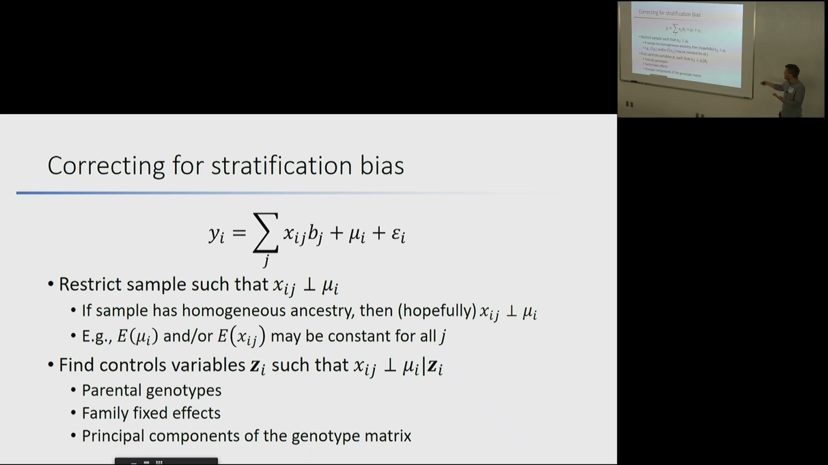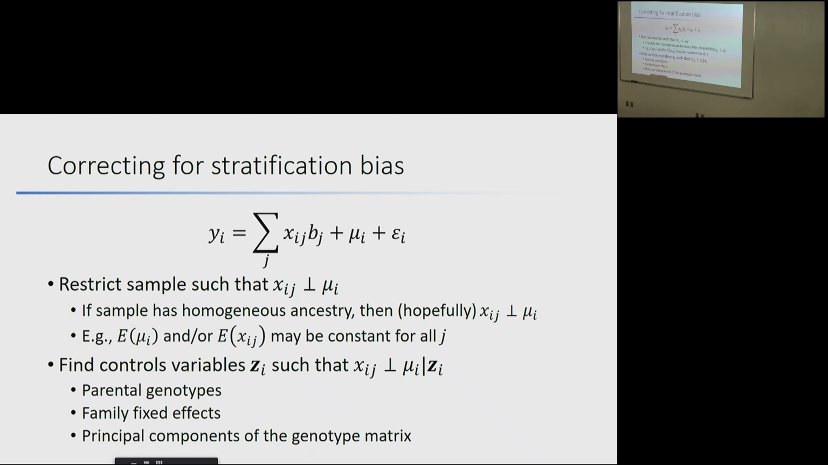Alternatively, we can find controls. Dan just gave this big lecture about trying to find controls which make it so that your genotypes are as good as randomly assigned. If you can find controls such that x is uncorrelated with mu, given your controls, that also will remove some of the biases from stratification. Those controls could be parental genotypes, maybe family fixed effects, although Dan says that you shouldn't use those. I agree, but the reason you do it is because you want to break this correlation.